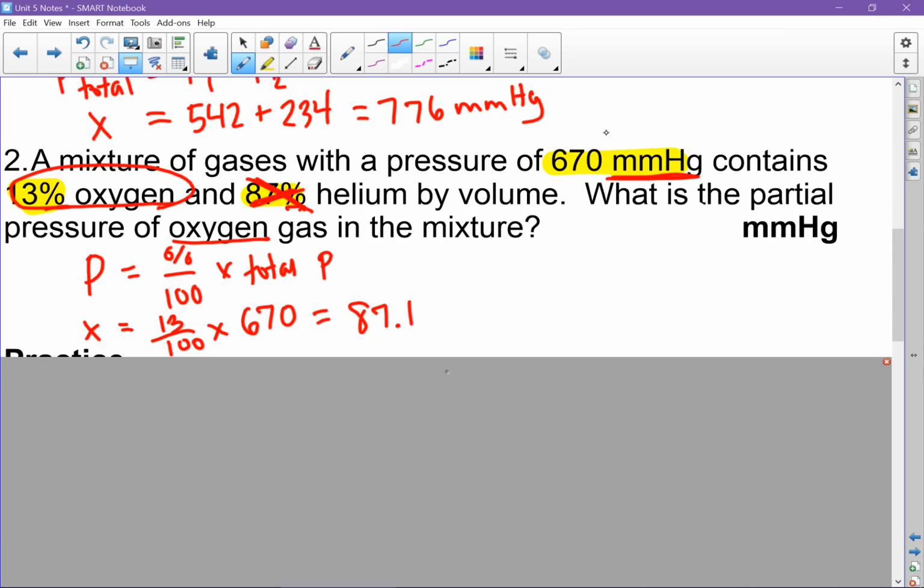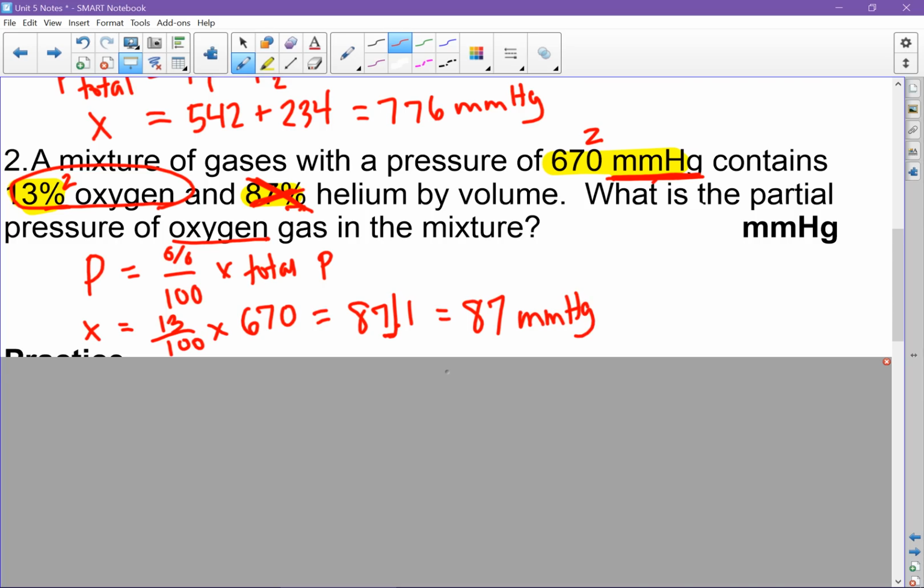Then we're just going to check our sig figs. This number only has 2 sig figs. Our percentage also has 2, so if I want to round this to 2 sig figs, we're going to stop right there and make it 87. Again, the pressure unit that you'll use will be given in the question. It says mmHg, so that's what we'll put on our answer.